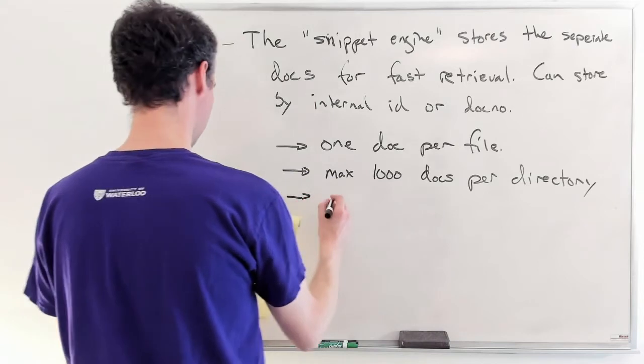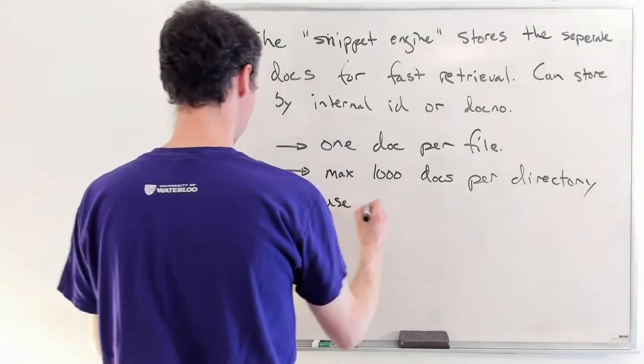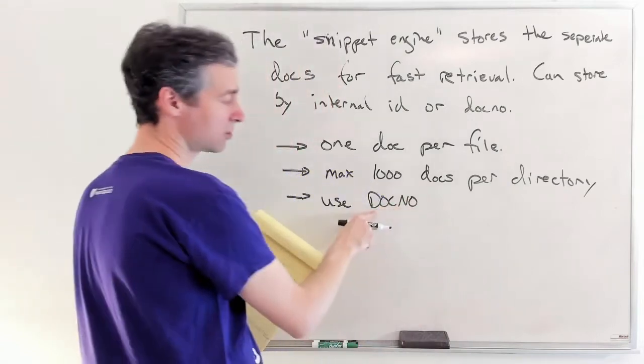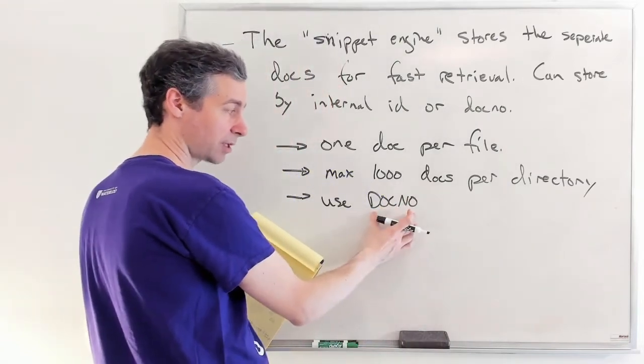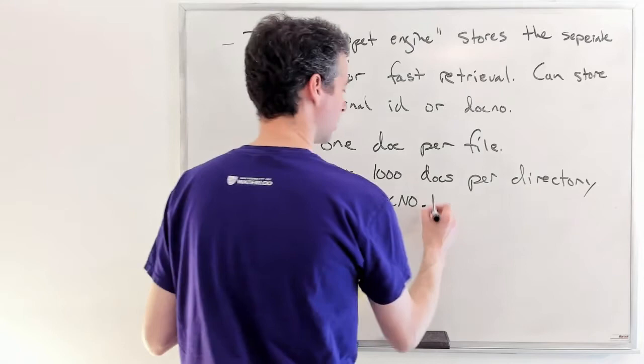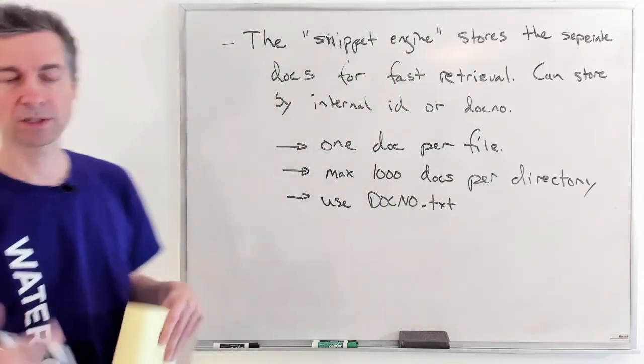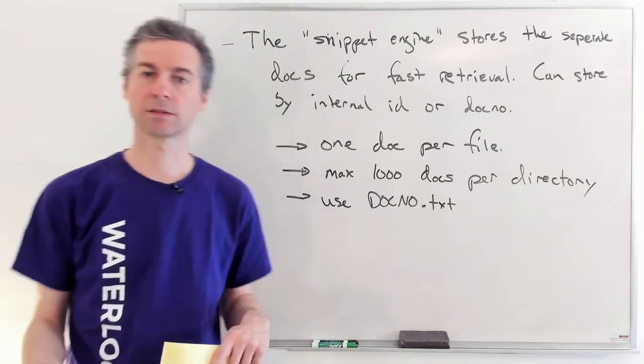Again, I think the nice thing is to name the files docno, where you don't actually name it docno, you replace it with the document identifier .txt. Make it txt again because you can open it easily and view it in a text viewer.